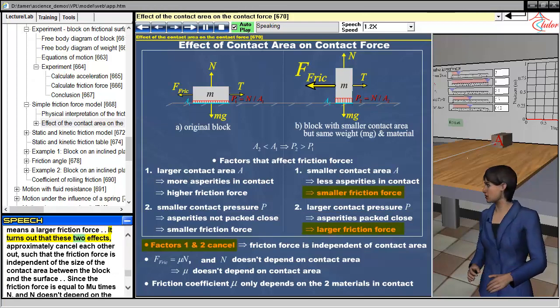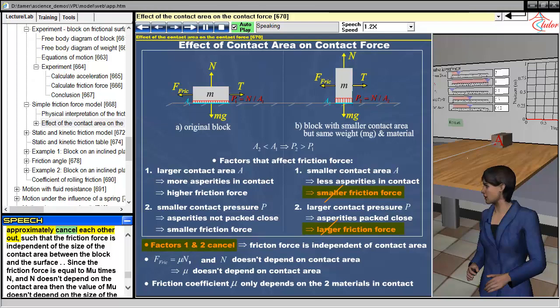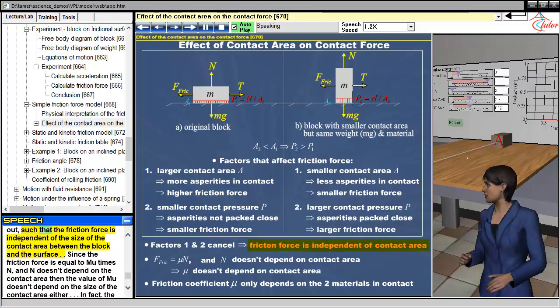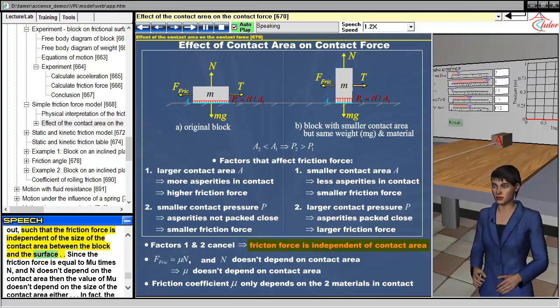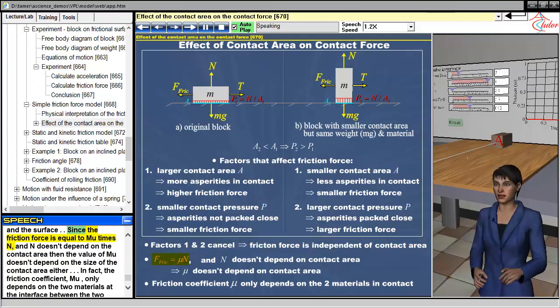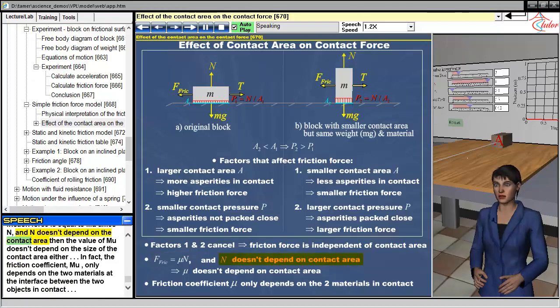It turns out that these two effects approximately cancel each other out, such that the friction force is independent of the size of the contact area between the block and the surface. Since the friction force is equal to mu times N, and N doesn't depend on the contact area, then the value of mu doesn't depend on the size of the contact area either. In fact, the friction coefficient, mu, only depends on the two materials at the interface between the two objects in contact.